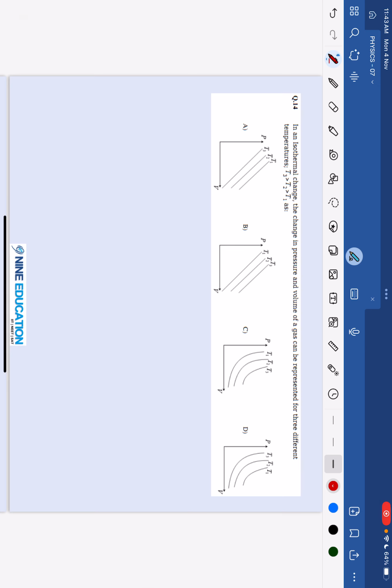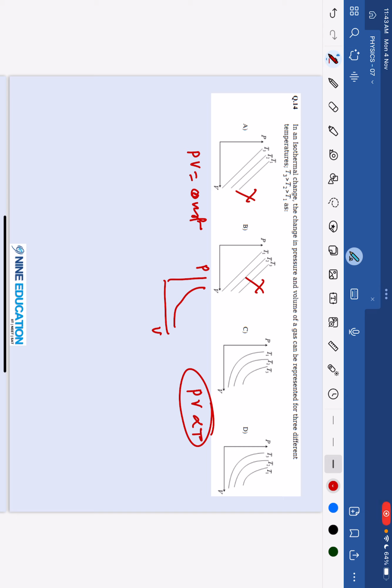So, what is the next question we have? Question number 14. In an isothermal change, the change in pressure and volume of a gas can be represented for three different temperatures, T3 greater than T2 greater than T1. First thing, PV equals constant. I am able to realize that this is incorrect, and this is incorrect, because the graph will be hyperbolic and it will come something like this. So these two could be correct. So how would I know? PV is directly proportional to T, or PV equals constant, because it is an isothermal process.